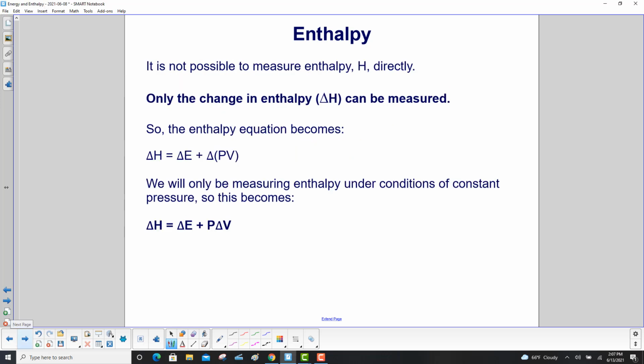It is not possible to measure enthalpy directly. Only the change in enthalpy, or delta H, can be measured. So the enthalpy equation becomes delta H is delta E plus delta of PV. We will only be measuring enthalpy under conditions of constant pressure. So we can take the P outside of the delta there, and we have delta H equals delta E plus P delta V.